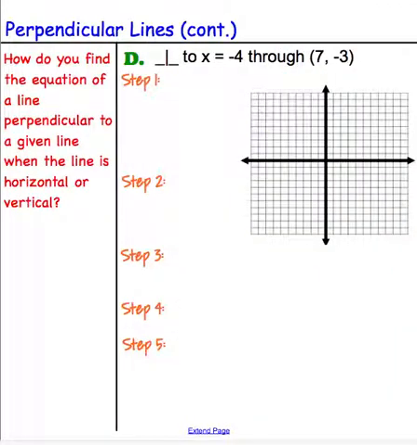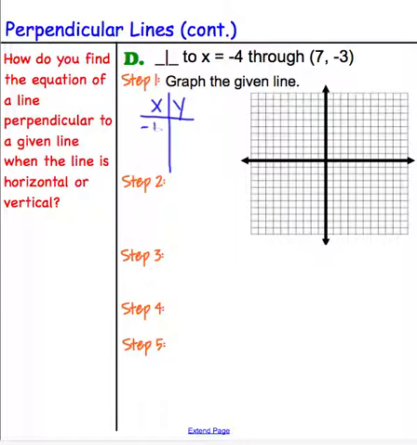Now, the question comes up: what happens when the line is horizontal or vertical to start with? Well, our steps are actually the same as when we were looking for parallel lines. Step 1 is going to be to graph that given line. And remember, if you need to, make an XY table. Our graph says x is equal to -4. So I'm going to put -4 for my x's. I'm going to put a 0 in there. Let's go with -3 and +3.